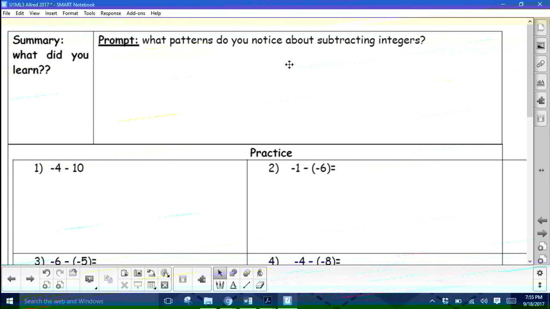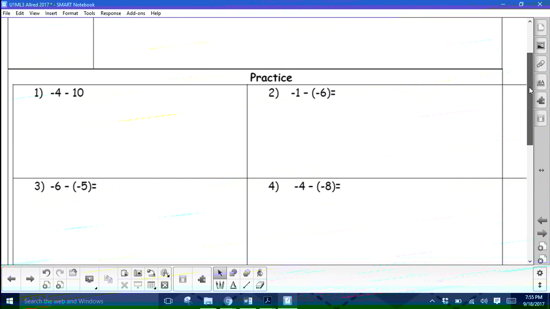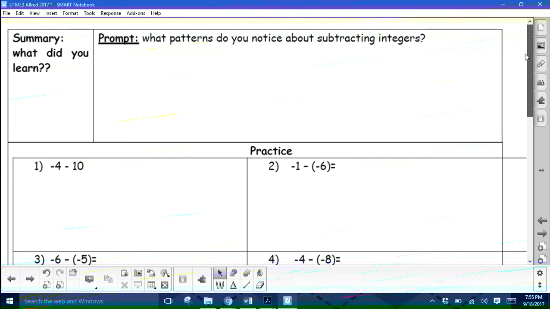Okay? On the back, of course, you're going to write a summary when we get to class tomorrow. Please don't do any of these practice problems yet. Please take the rest of the night off.